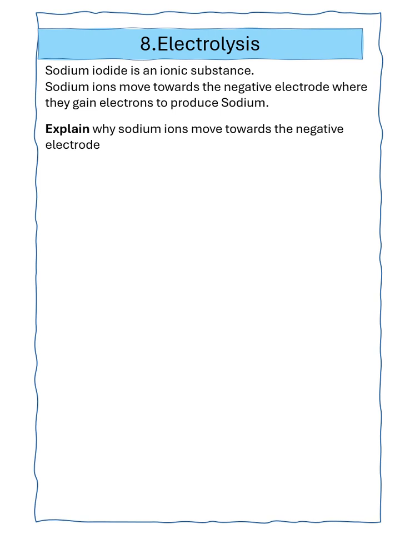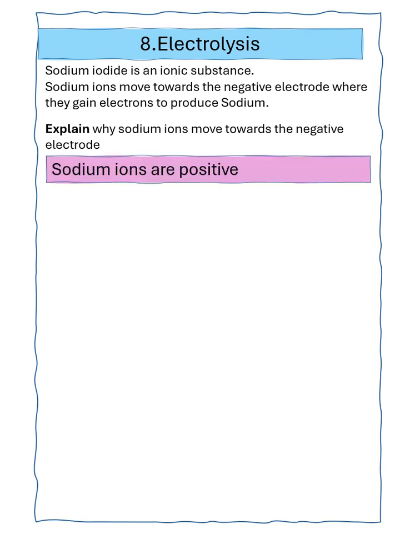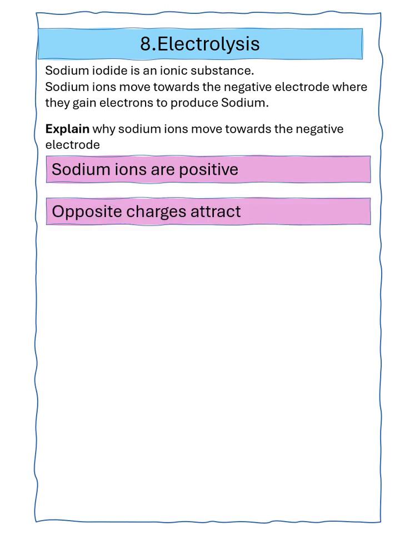Question 8 about electrolysis says, explain why sodium ions move towards the negative electrode. We're told that sodium iodide is an ionic substance. We're told that sodium ions move towards the negative electrode, where they gain electrons to produce sodium. So we've got to explain why they move towards the negative electrode. So first thing to remember is that sodium ions, the metal ions, are positive ions. So you say that sodium ions are positive, and we know that opposite charges attract. So the positive sodium ions will move towards the negative electrode. They'll then gain electrons to produce sodium.